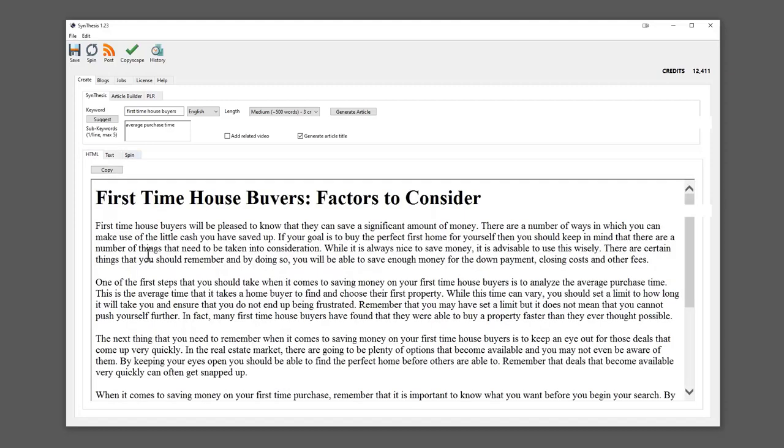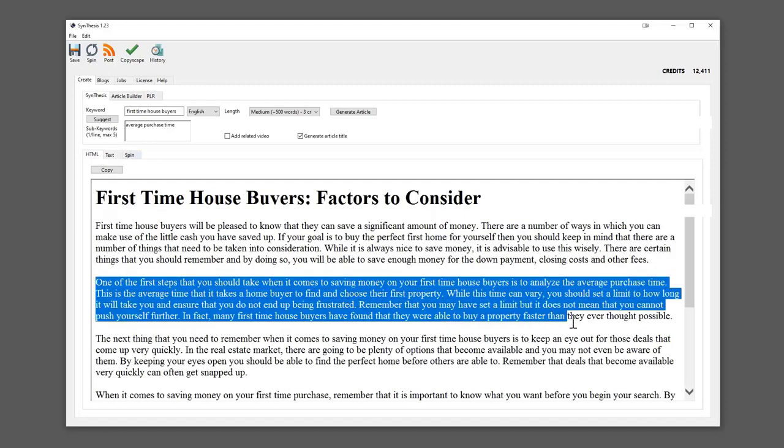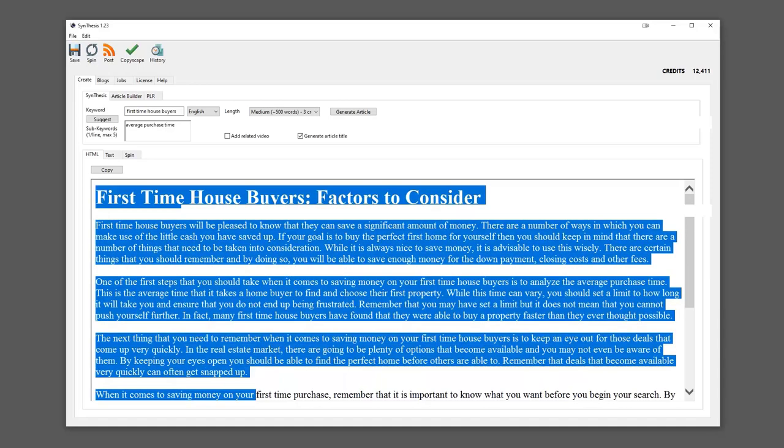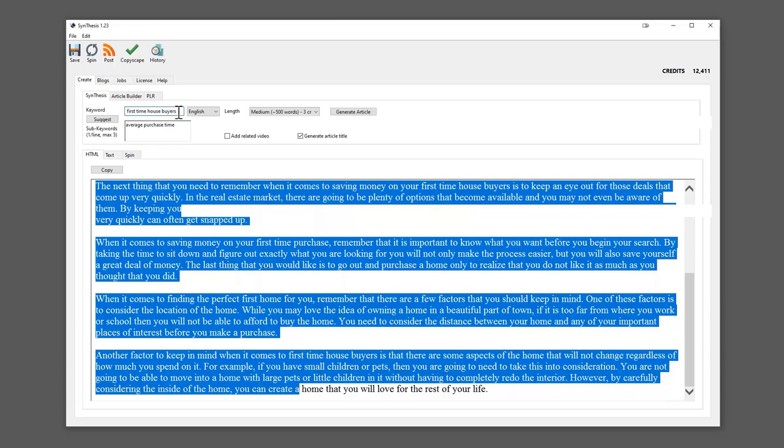We might just add a little paragraph ourselves, maybe before this or after, something along the lines of, on average, the first time purchase duration is about 90 days, but it can vary widely. So that's about 15 words or so. And then that matches nicely with the rest of the article. So by thinking about what is the main topic, first time house buyers, and then the subtopic was what's the length of time, the average purchase time, we split it out into main keyword and sub keyword. And you notice I've only used a single one here.